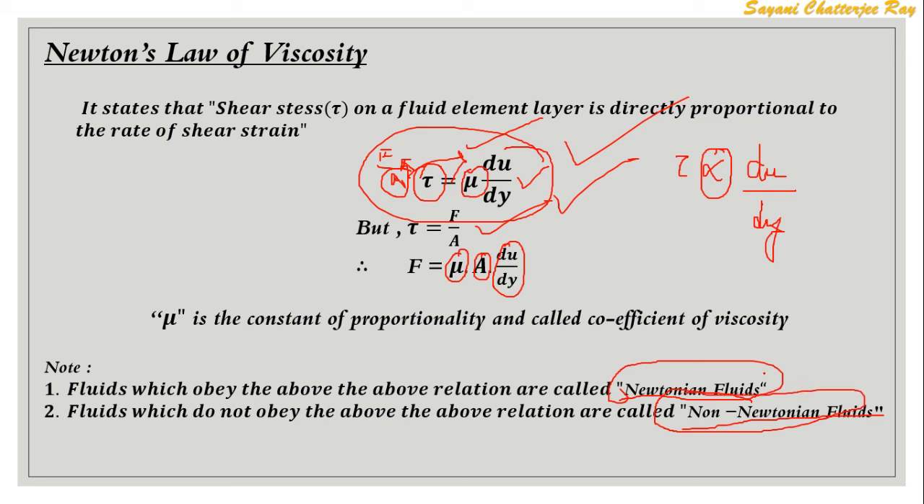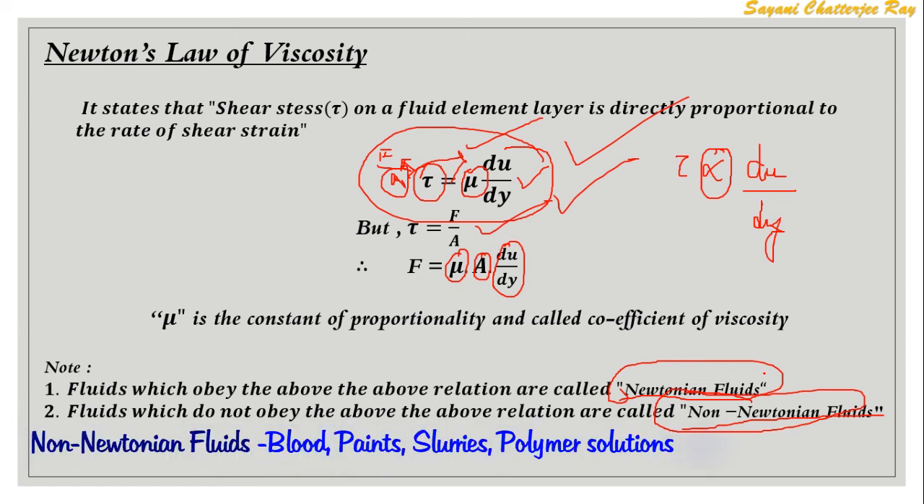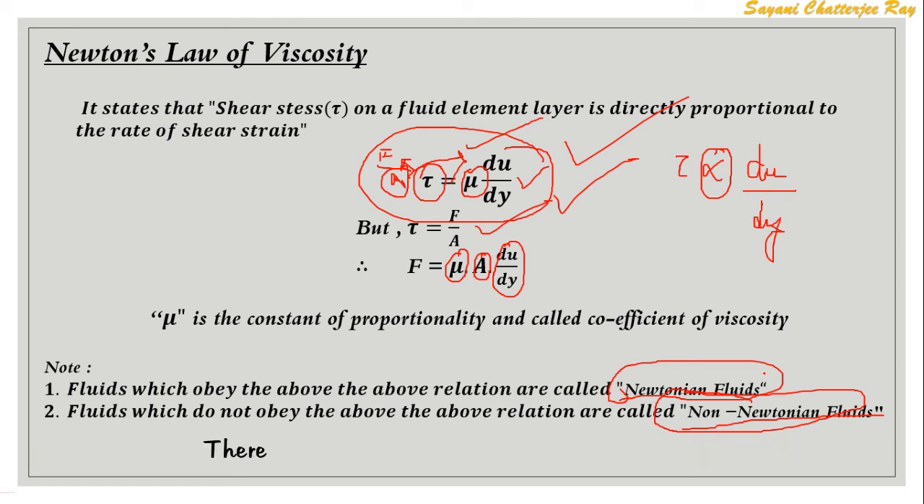Common examples of non-Newtonian fluids are blood. The human blood itself is a non-Newtonian fluid because it does not obey Newton's law of viscosity. Paints, slurries, pastes, polymer solutions, suspension of cornstarch in water are some of the non-Newtonian fluids. There are some pseudoplastic fluids also, such as gelatin, milk and blood, and some dilatant fluids also, such as starch suspension and sugar solution. Types of fluids.